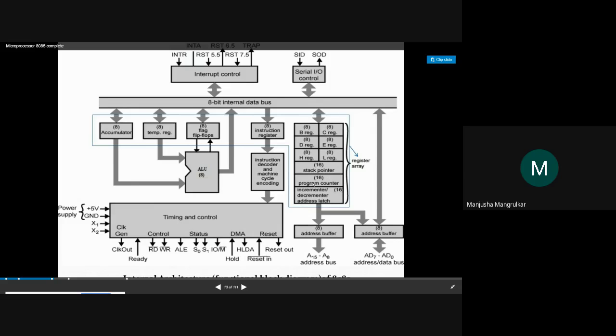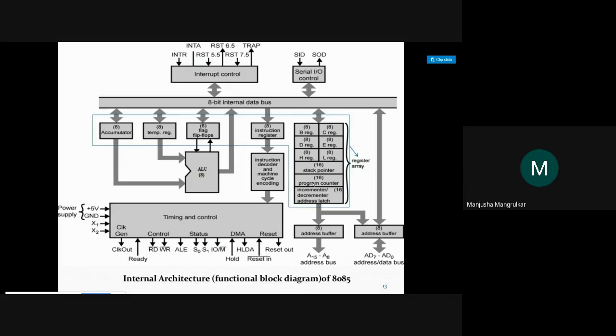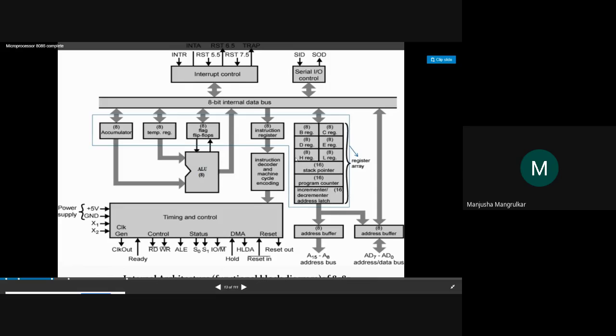Program counter: when you are writing a program into the memory, this PC register, which is a 16-bit register, is pointing to the next instruction which has to be executed or fetched by the microprocessor. So this is the program counter register. And this is the increment and decrement address latch. This is a 16-bit register.